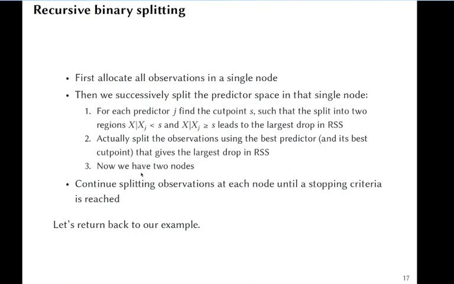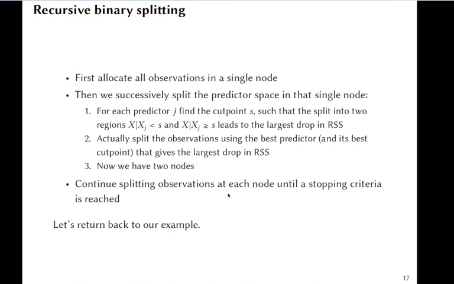Then it continues for each node until some stopping criterion is reached. For example, a stopping criterion can be a minimum number of observations in that node. If we do not put in any stopping criterion, it will always eventually end up with 1 observation per leaf. Another stopping criterion can be some minimum drop in the sum of squared residuals. If the split doesn't lead to a significant drop in the sum of squared residuals, it stops without splitting.